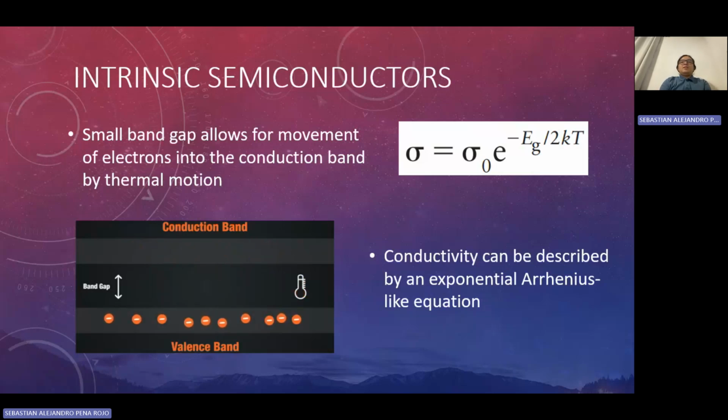We can observe here this equation for the resistivity of a material, in which, as the temperature increases, the exponent for the exponential function decreases. As such, the resistivity decreases, and the conductivity, as it's inversely proportional, increases.